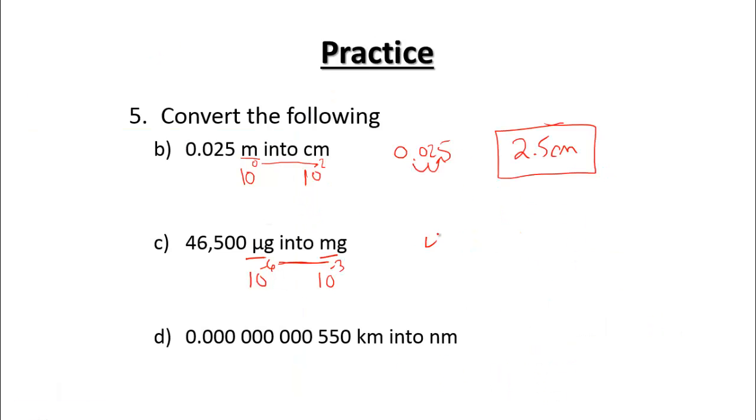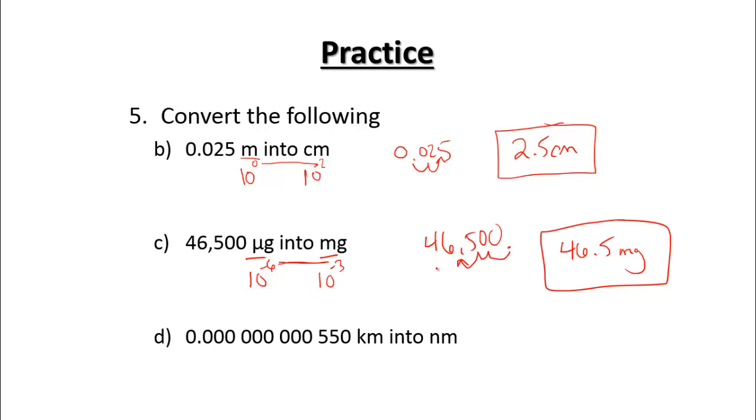So if you have 46,500, the decimal point is technically right here at the end. Now we move it 3 to the left. 1, 2, 3. So you end up with 46.5 milligrams. That's equivalent to 46,500 micrograms.